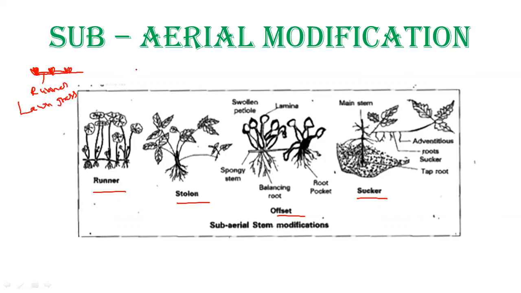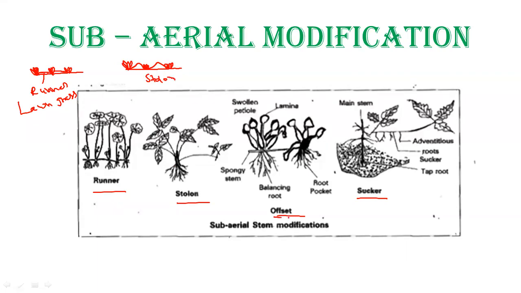Okay, stolen. Stolen example is strawberry. Suppose that this is the level of the ground. Okay, here a new plant grows and a lateral branch develops from this plant, goes up, comes down and gives birth to a new plant. Again it develops, goes up, comes down and gives birth to a new plant. This is known as stolen.